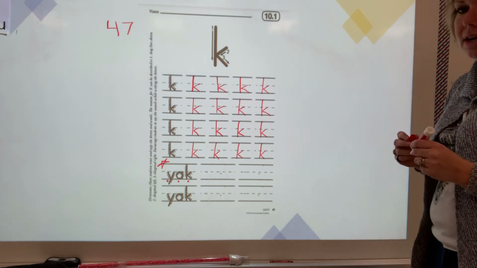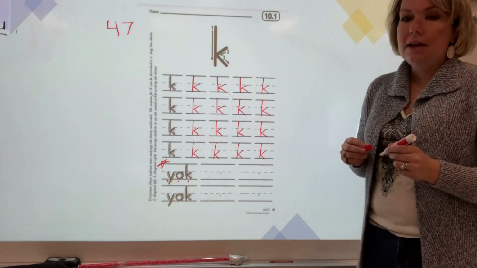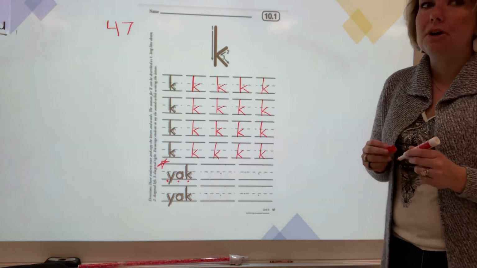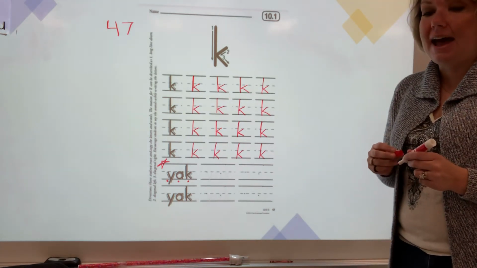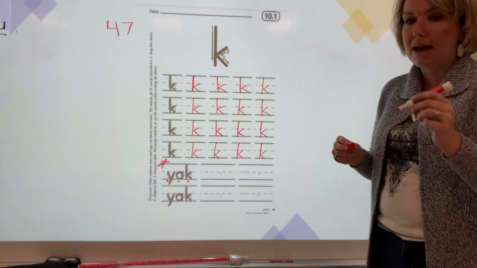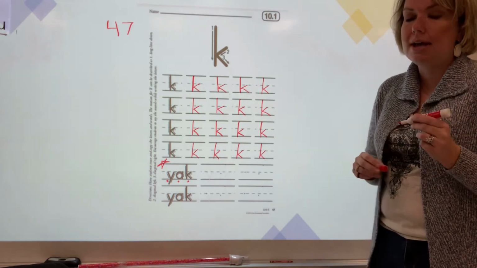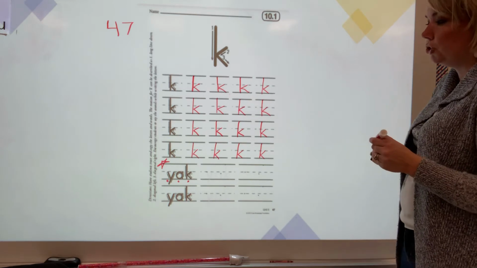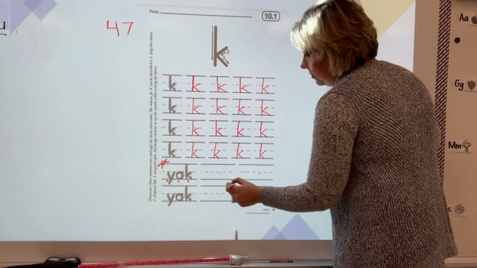A yak is kind of like a bull. It's a large animal with horns, and long ago, a farmer would use a yak to help him maybe plow the fields and pull the plow. Nowadays, we use a tractor, but it's just a large, strong animal, kind of like a bull.